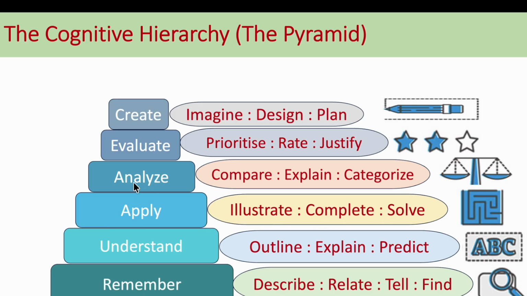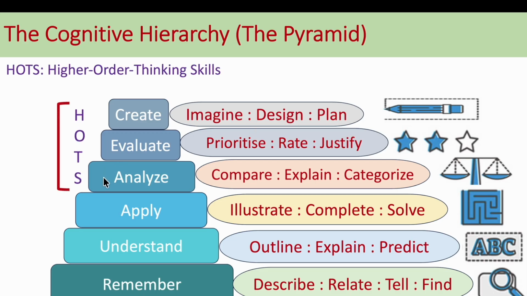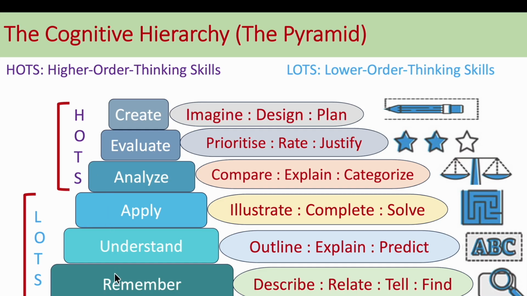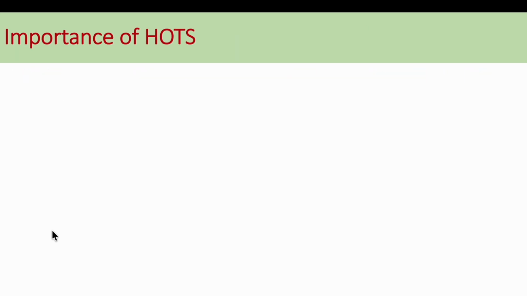Level 4 is analyze, which is compare, explain, categorize. Level 5 is evaluate, which is prioritize, rate, justify. Level 6, that is C6, is create, which is imagine, design and plan. The higher three levels, C4 to C6, are known as higher order thinking skills, and the lower three levels, C1 to C3, are lower order thinking skills.